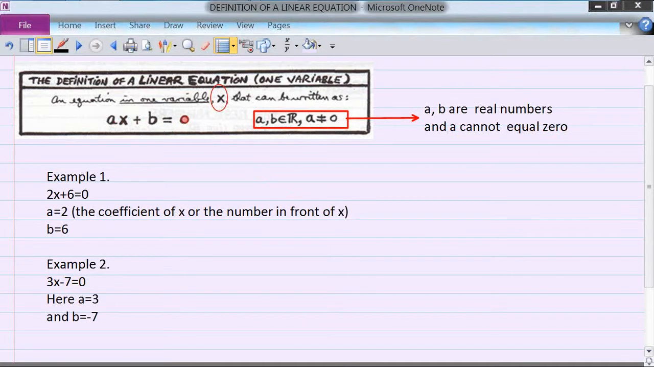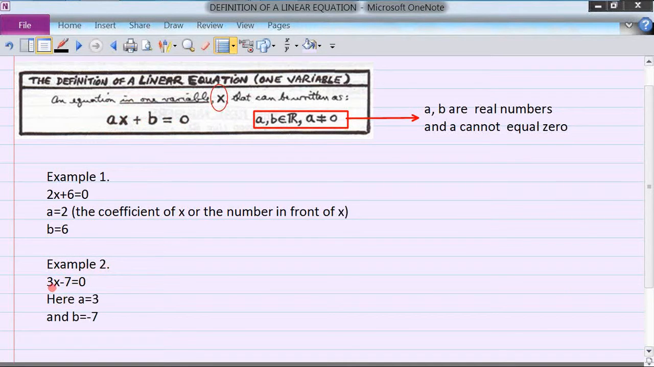So let's take a look at an example of an equation in one variable x. So we write 2x plus 6 equals 0. Here our coefficient of the x, the number in front of the x, is 2. So a is 2 and b is 6. So that's an example of a one variable linear equation.